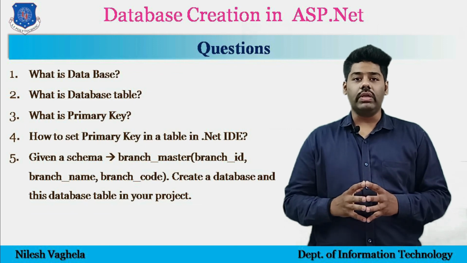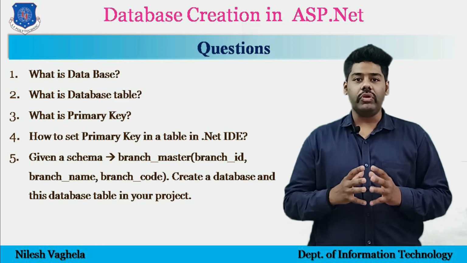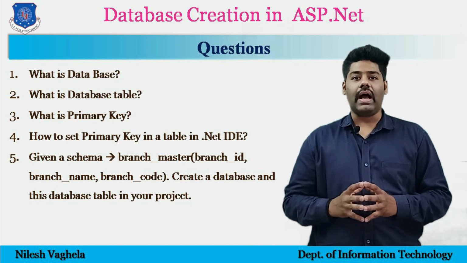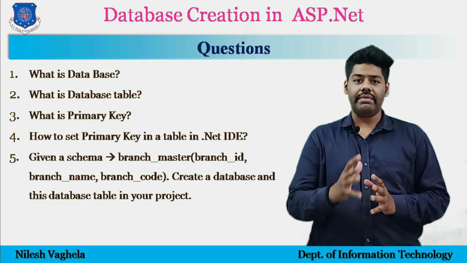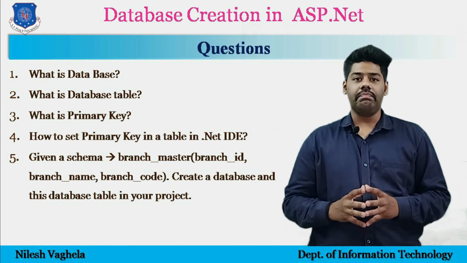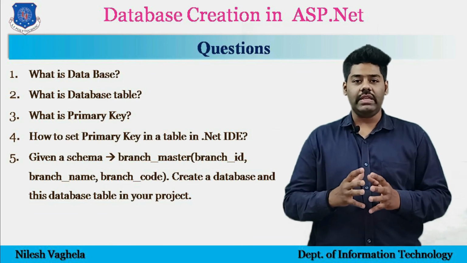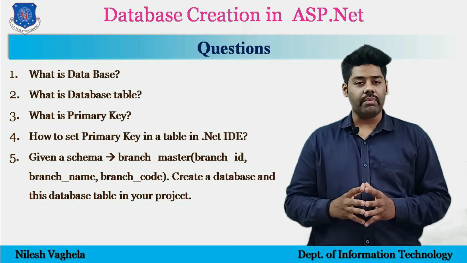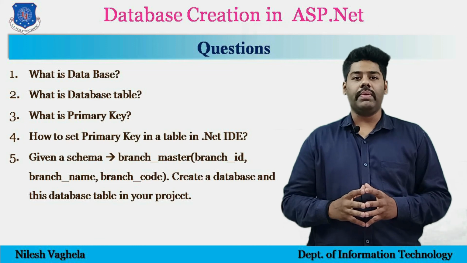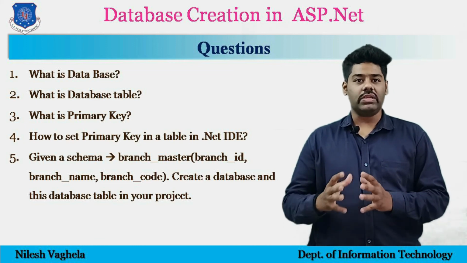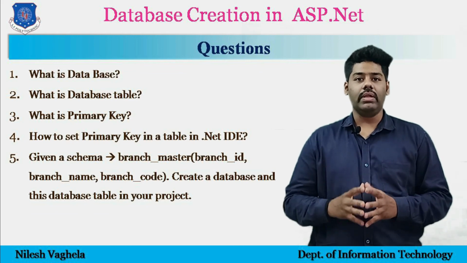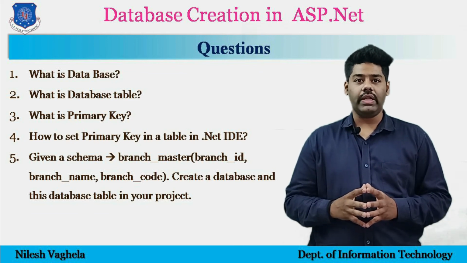And you need to create one table. I am giving you the schema. The table is branch_master with the ID branch_ID, that will be your primary key, branch name, branch code, right? So that is the schema. Again I am repeating the schema, branch_master, that is a relation name or table name. The attributes will be branch_ID, branch_name, and branch_code. So create this table in your ASP.NET Visual Studio IDE and let me know if you are having some errors.